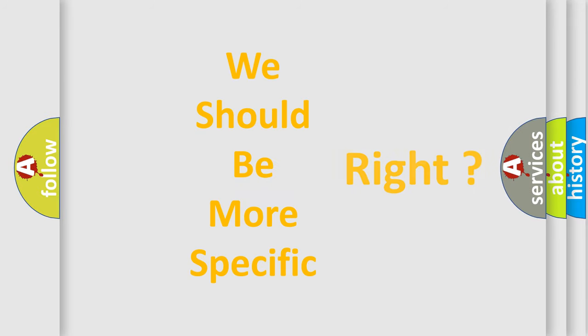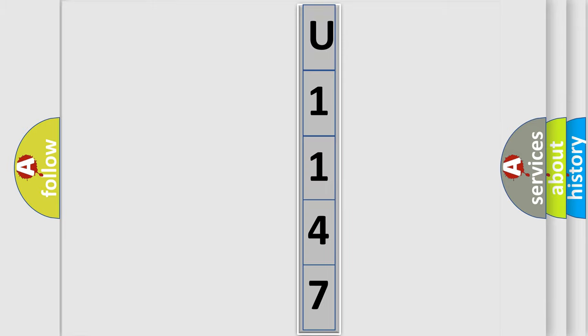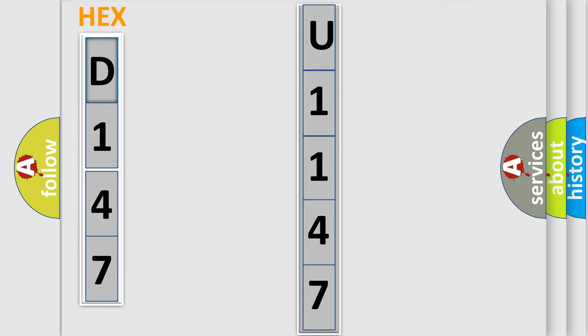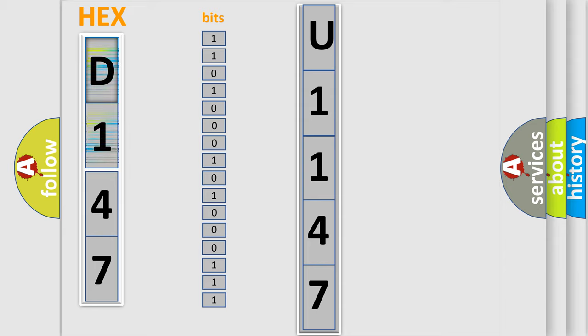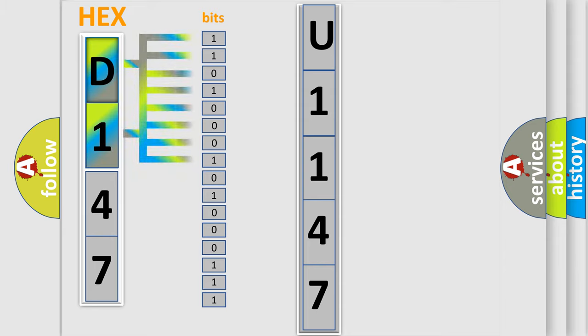The following demonstration will help you look into the world of software for car control units. You can move the video a bit further. The error code is split into two bytes consisting of 16 bits. One bit is the basic unit that each computer works with. The bit has two logical states: 0, low level, and 1, high level.